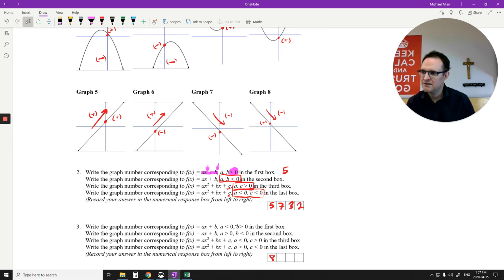Positive A, negative B. So that's graph 6. Okay. Kind of process of elimination there anyway. Negative A, so opening down. So one of the first two graphs, and positive C. So that's graph 1. And this one's opening upwards because it's positive A, but has a negative constant value. Oh, so this one here, I don't know why I wrote negative. There you go, that should be there. So graph 4. There we go.